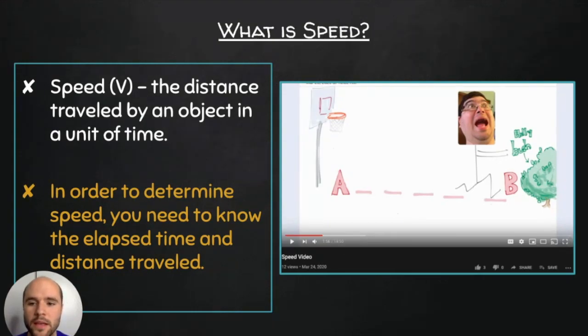Number 1, speed, which we can represent with the variable v, is the distance traveled by an object in a unit of time. The second thing we determined was that in order to find your speed, you need to know 2 things: the elapsed time and the distance traveled. If you know those 2 things, you can find the speed of anything, anyone, any object. Doesn't matter. That's what we learned from day 1.